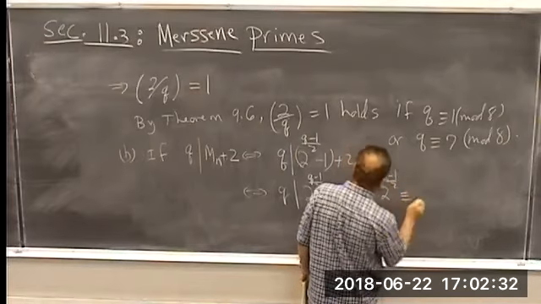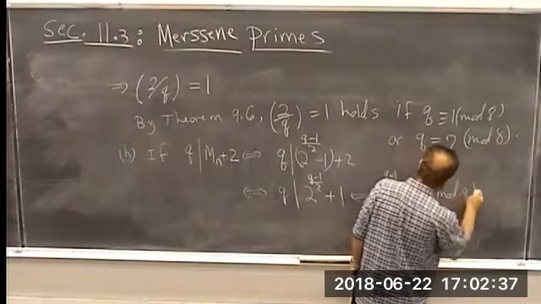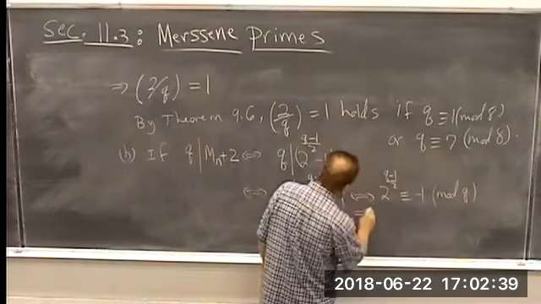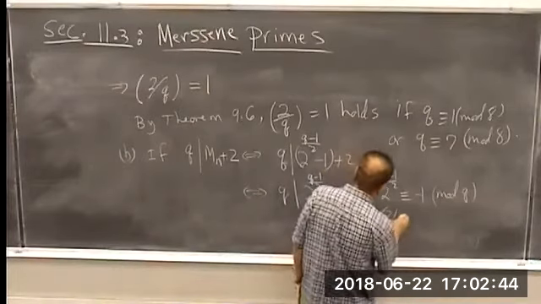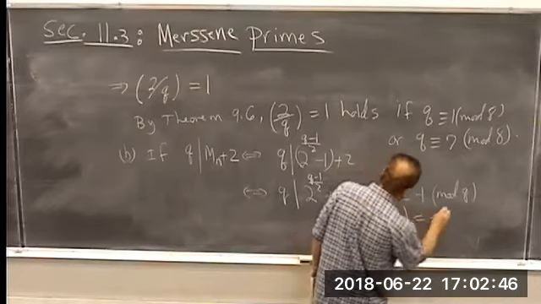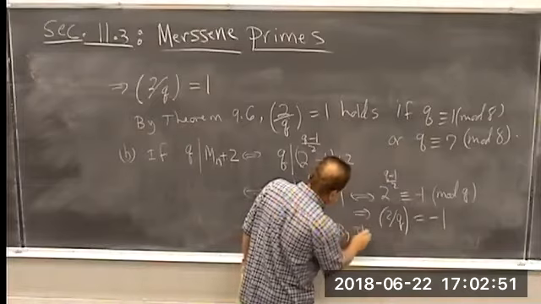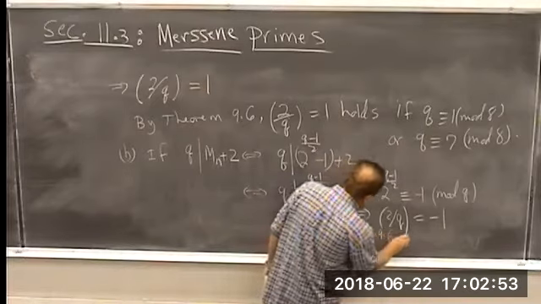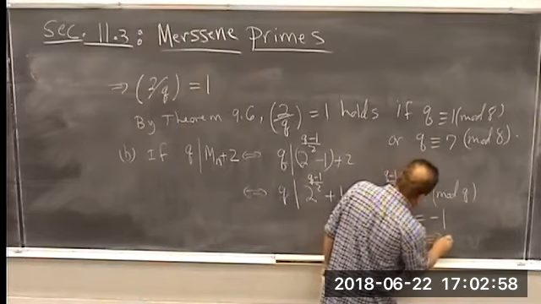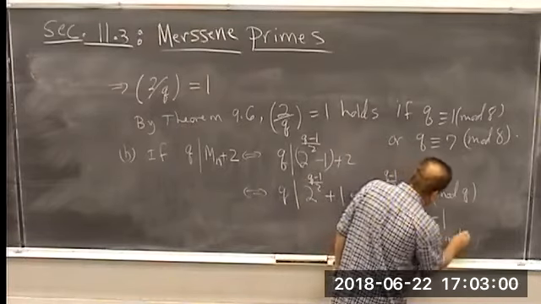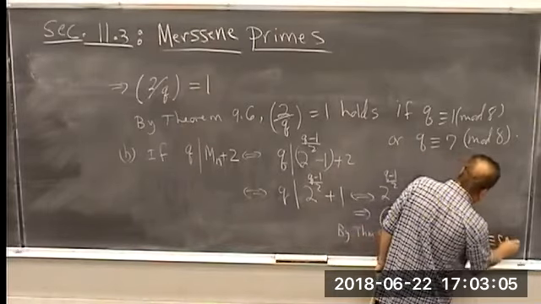congruent to negative 1 mod Q, and it makes the Legendre symbol (2/Q), in this case, negative 1. And again by Theorem 9.6, this happens if Q is congruent to 3 mod 8, or Q is congruent to 5 mod 8.